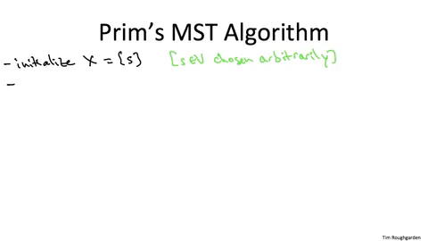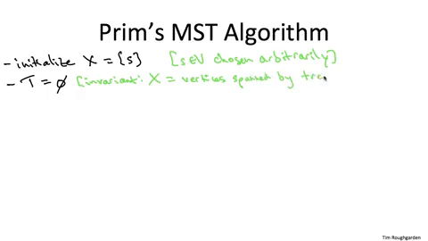The other thing we're maintaining is, of course, the tree. So that's initially going to be empty. We're going to add one edge to it in each iteration. An invariant that we're going to maintain throughout the algorithm is that the edges that currently reside in the set capital T span the vertices that currently reside in the set capital X.